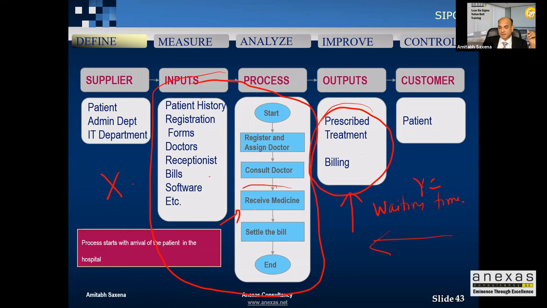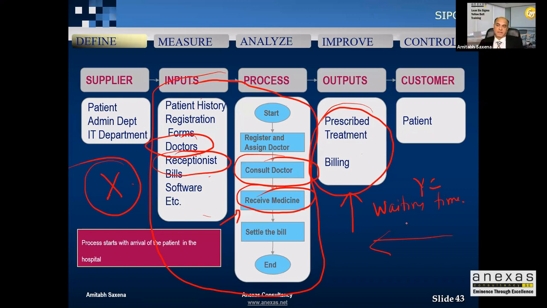Time taken to receive medicine, time taken to consult the doctor, doctors available, not available, receptionist, skilled, unskilled. So all these things I can easily measure. The measures which are X factors are affecting the Y, the output. So the inputs and processes are affecting my output, and my focus will be only on inputs and processes. And I need to collect the data on that.